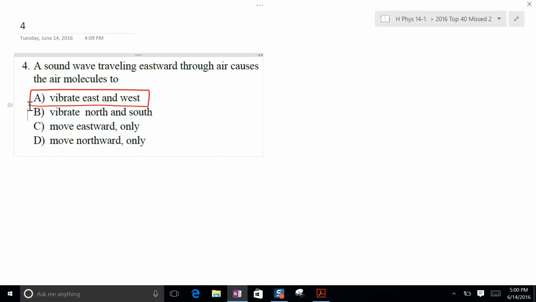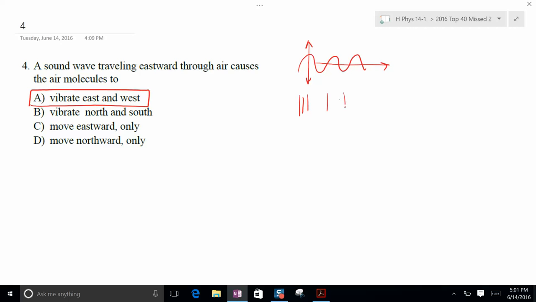This is a very basic question, but every year it seems to befuddle my students. I should probably do something about that. This is a type of mechanical wave. It's a sound wave. And it's a longitudinal wave. Remember, you have two kinds of waves. You have transverse, which is like a sine wave, where the vibration is perpendicular to the direction of the propagation. In a longitudinal wave, the vibration is in the same direction.